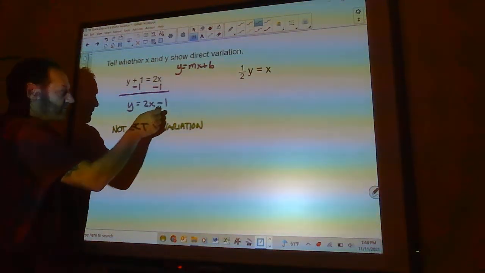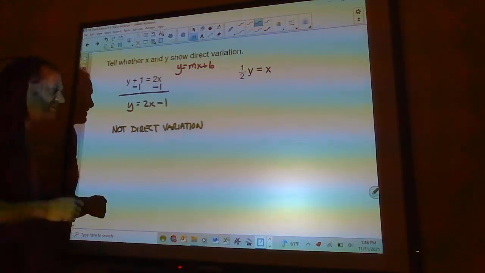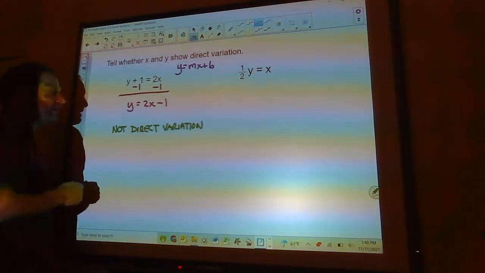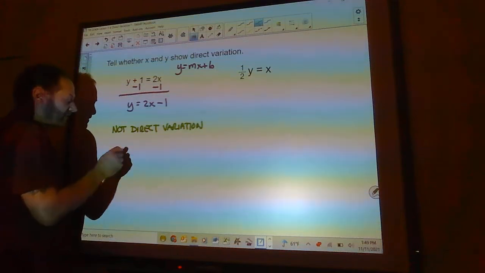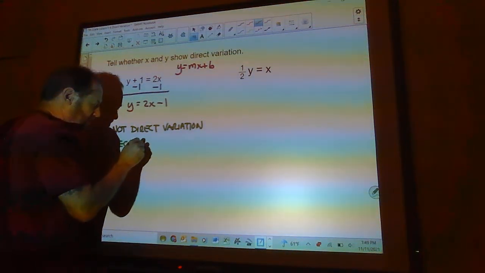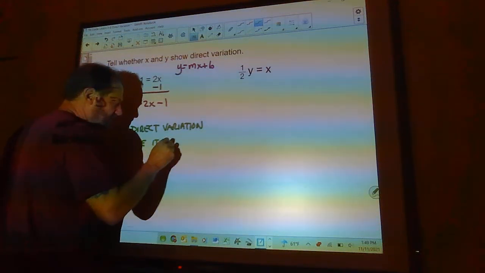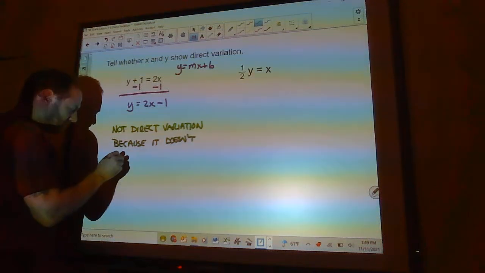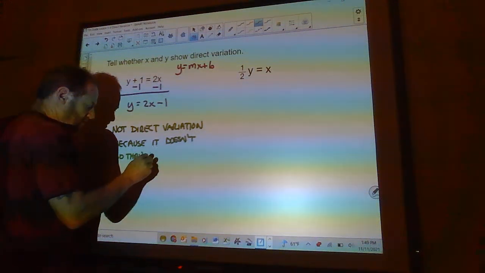And the reason I know it doesn't go through the origin is it's got a b over here that's something other than 0. So if this was just y equals 2x, yes, it would be direct variation. But it's not direct variation, again, because it doesn't go through the origin.